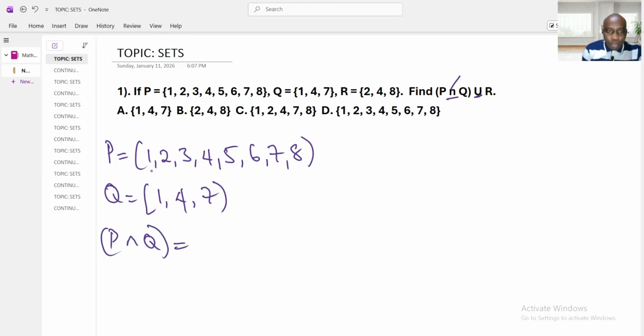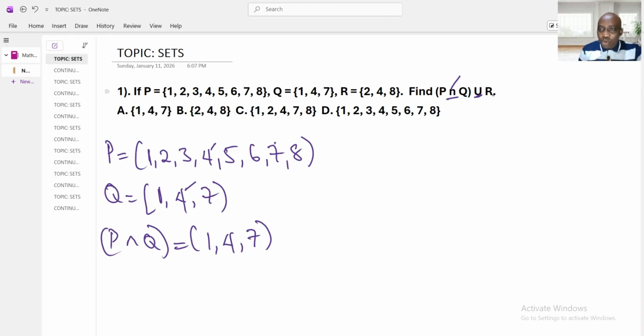What is common between them? 1 is common here. We have 1 here and we have 1 here. First one. We have 4 here and we have 4 here. Common. We have 7 here and we have 7 here. It means that where the set P and the set Q intersect is 1, 4, 7. That's the first part.